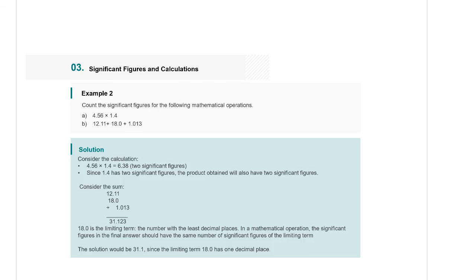Okay, so first of all, we have to identify what kind of mathematical operation we are going to do, and also the order, the priority. And then we are going to look at whether we are going to keep the least decimal place or the least significant figures.